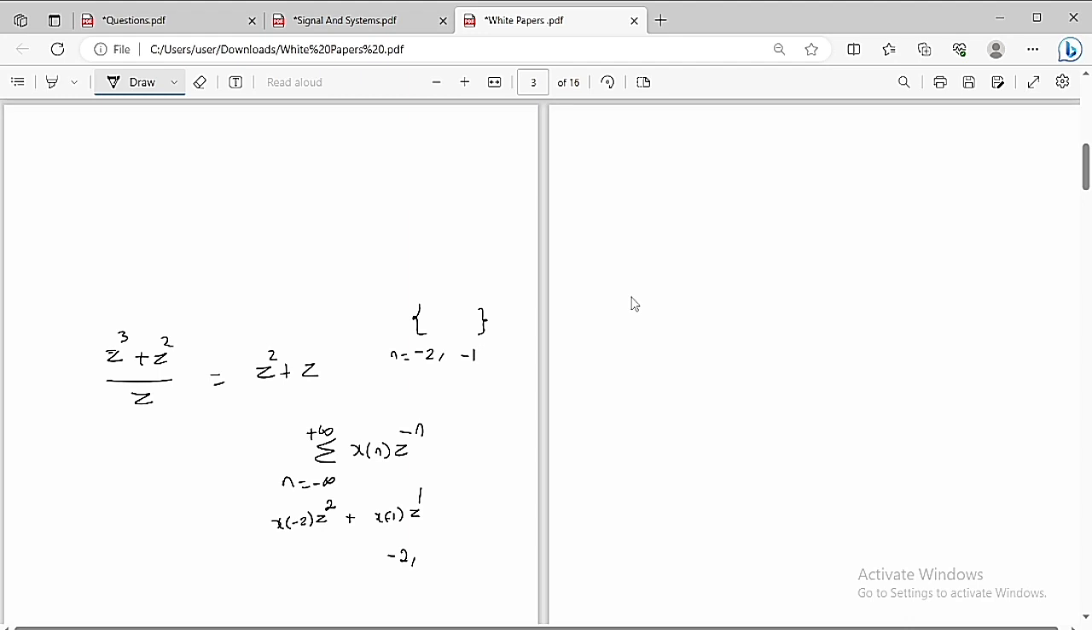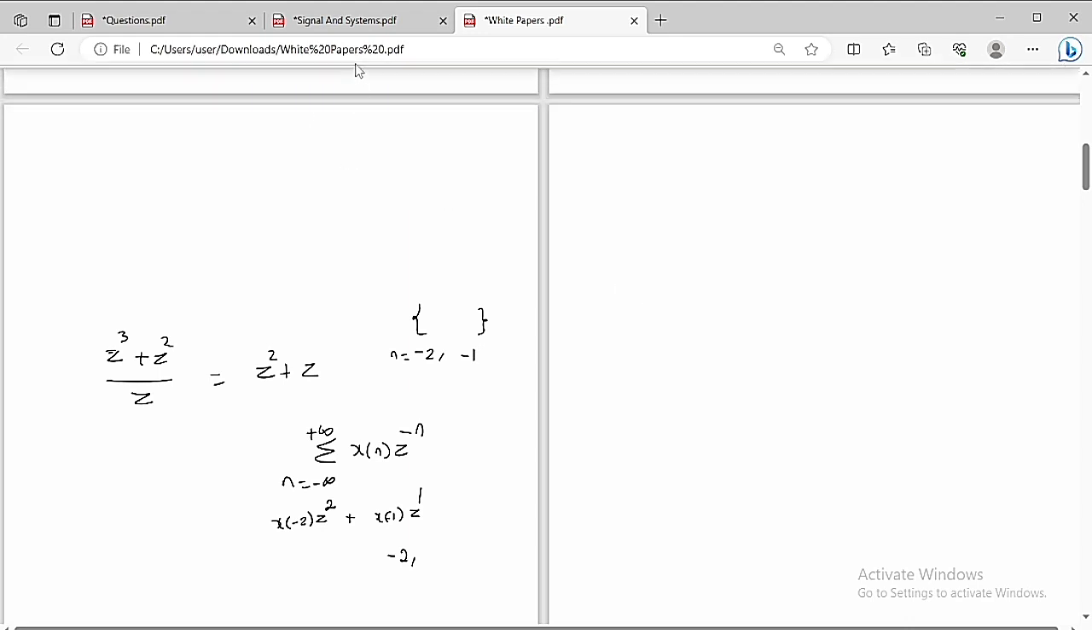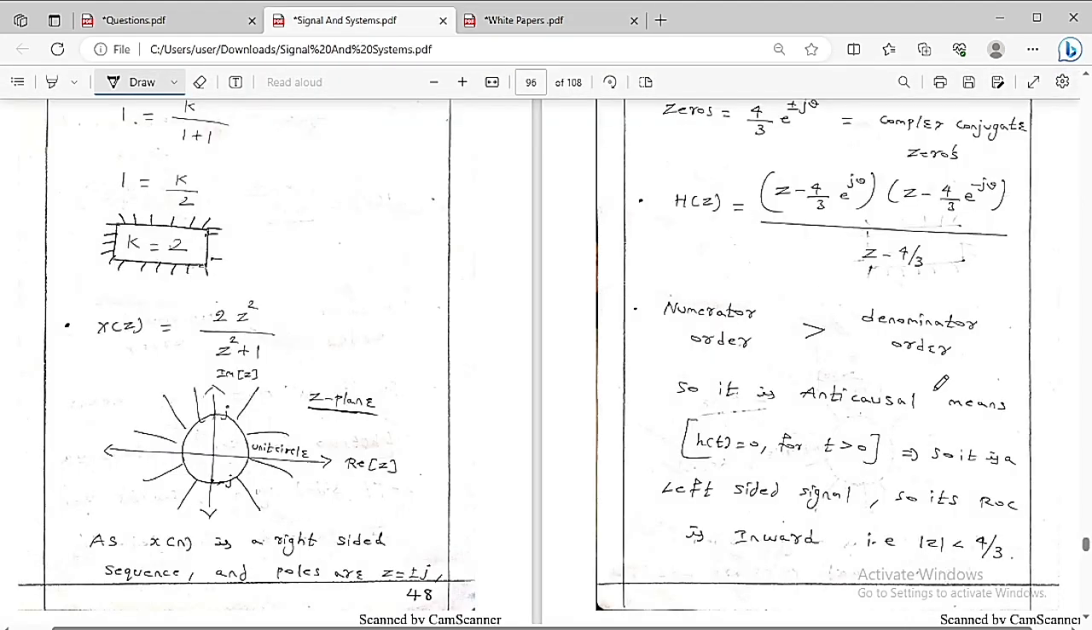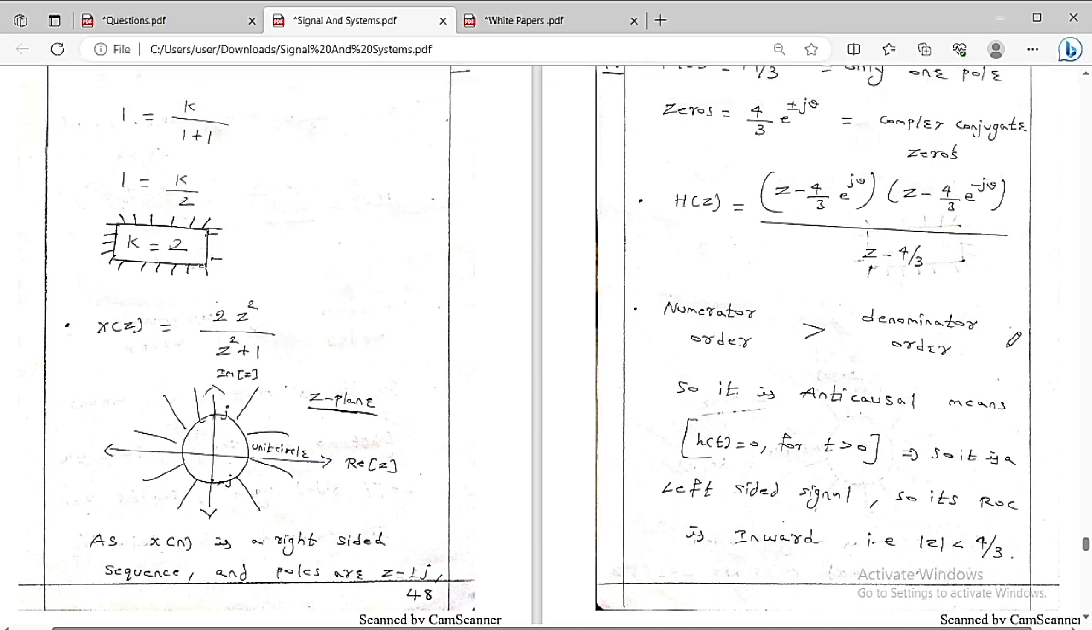So similarly here, as the numerator degree is greater than the denominator degree, what is the meaning of this one? This signal will have the right part equal to 0, meaning f of n is equal to 0 for n greater than 0. So therefore we can say this is a left side signal. We can also say this is an anti-causal signal, meaning h of t is equal to 0 for t greater than 0. So it is a left side signal, so its ROC is mod z less than 4 by 3.